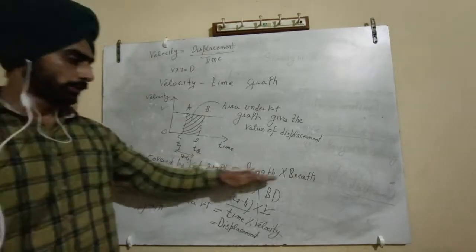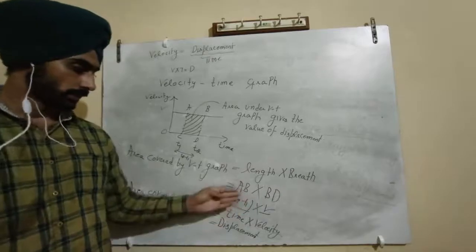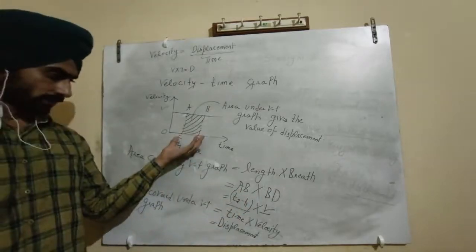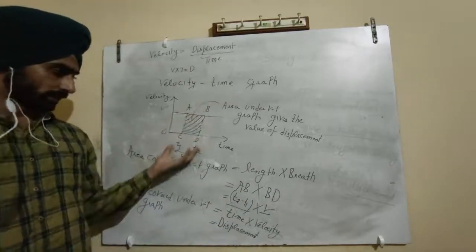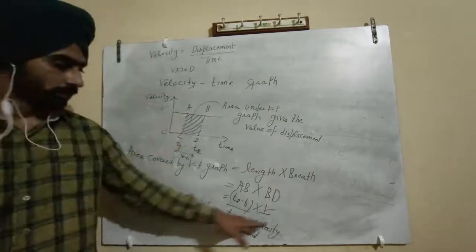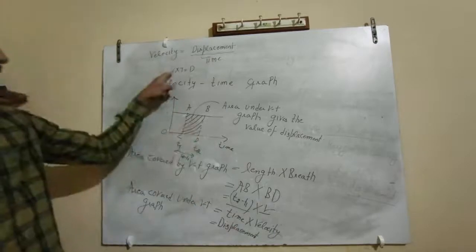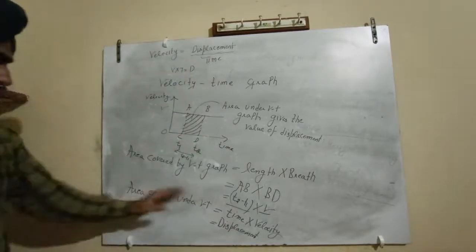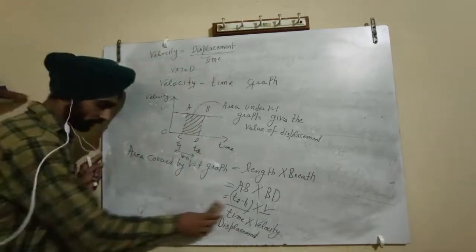Area value is length into breadth. What is length? It is CD or AB. CD value is T2 minus T1. And what is BD? BD value is V. Time into velocity is displacement. So area under the VT graph gives us the displacement.